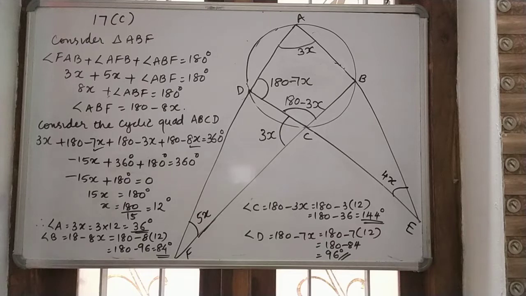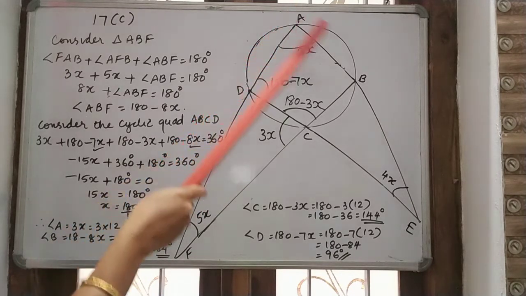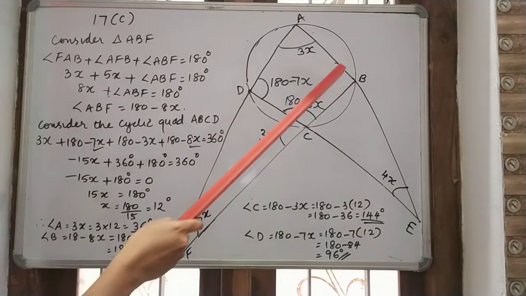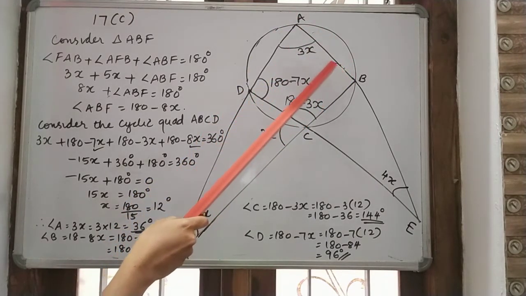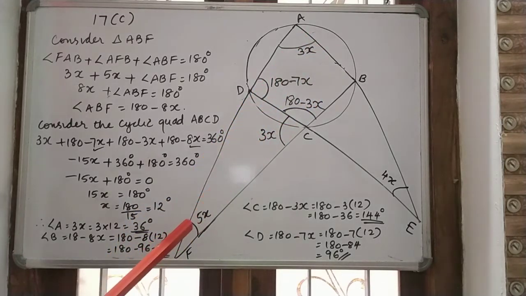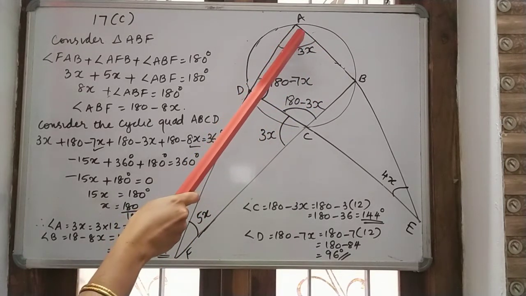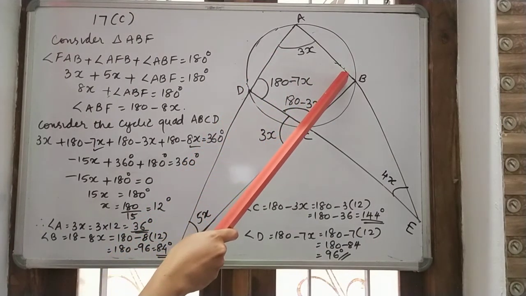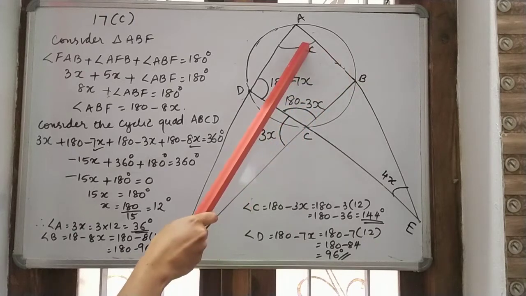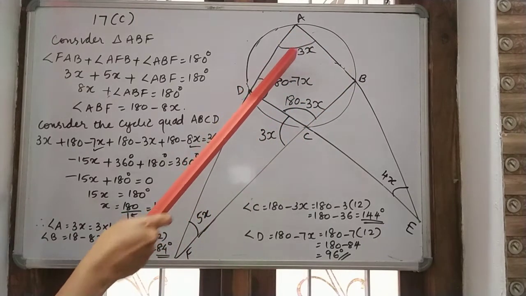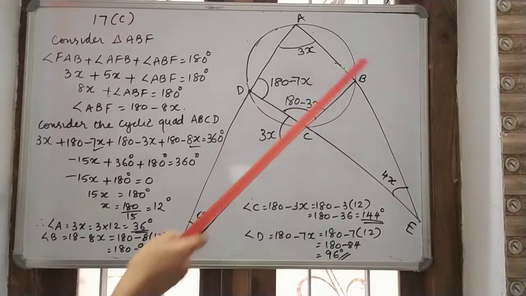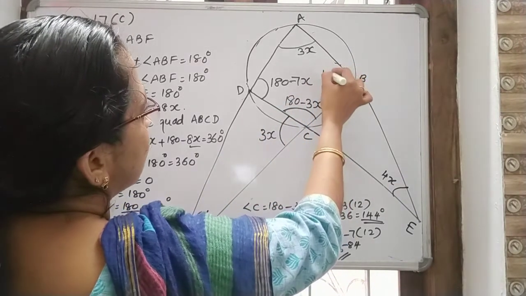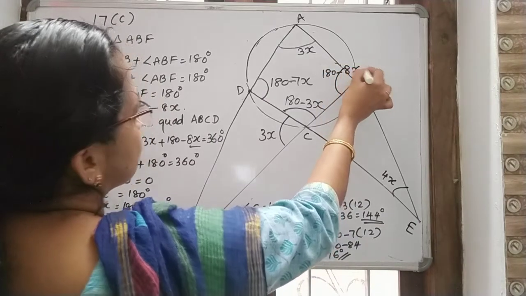Next consider triangle ABF. If you are considering ABF, then only we will get angle B. Same case, the sum of angles of a triangle is equal to 180 degrees. So angle A is 3x and angle F is 5x. So what about angle B? Angle B will be 180 minus the sum of 3x and 5x. The sum of 3x and 5x is 8x. So this will be 180 minus 8x.